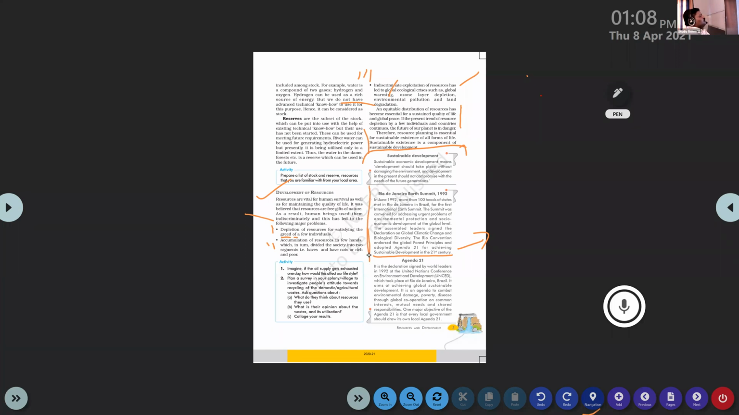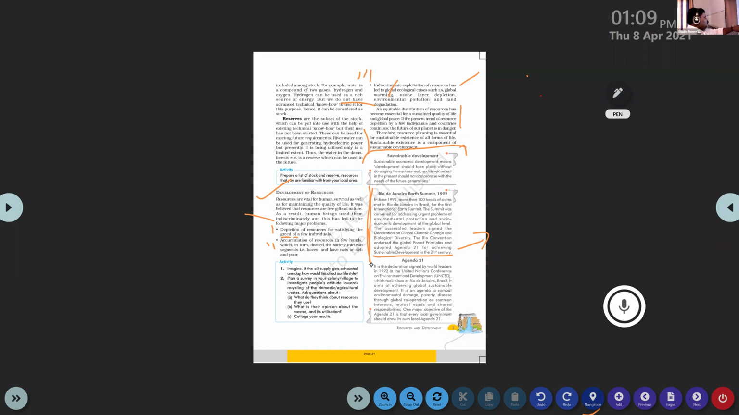Write a short note on the Earth Summit of 1992. Write a short note on the Earth Summit of 1992. Read it, learn it. Perfectly, you should learn that. Any doubt regarding this one? Any doubts?